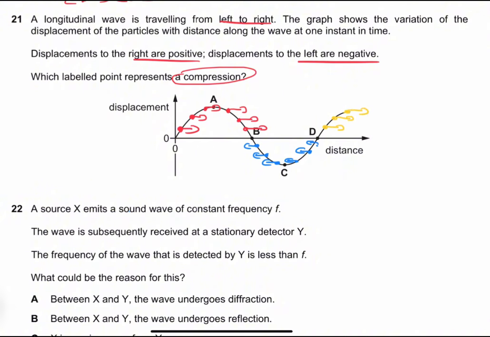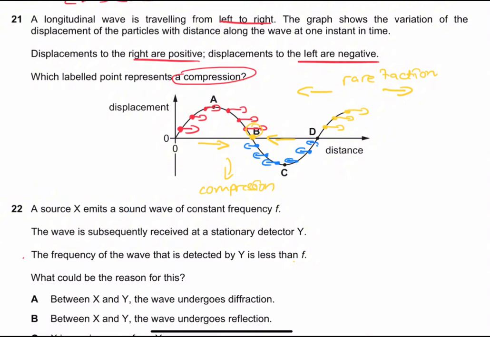So in a way, here, this is a compression because we have something moving in that direction and something moving in that direction. So it's a compression. But here we have something moving in that direction and something moving in that direction. That is what we call a rarefaction. But this is basically a compression because the particles are moving in opposite directions and they're squashing each other up. So they're moving towards each other. So the answer is B.